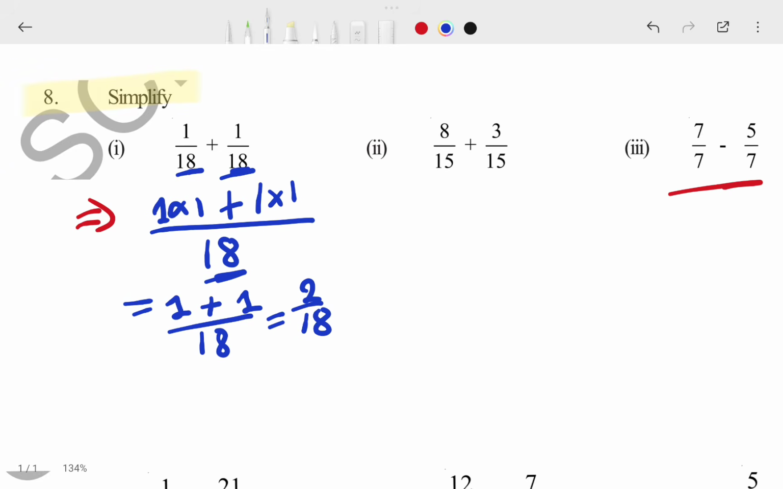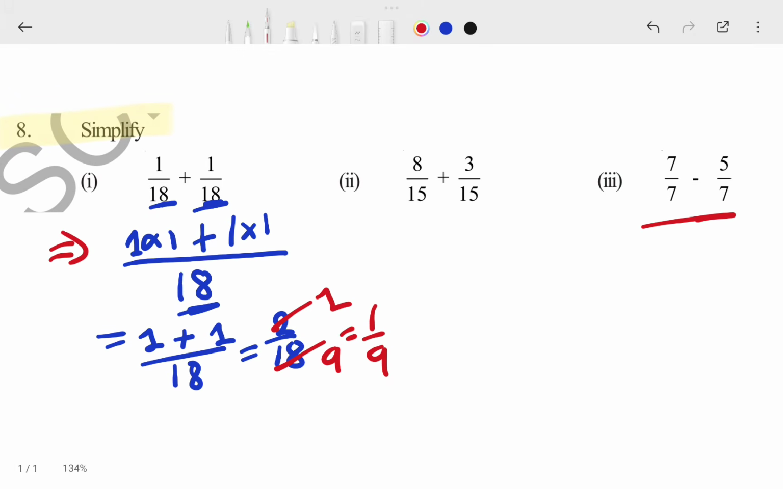Again, what will you do? If you count the table, in the 2 table, 18 is there how many times? 9 times. So your answer is 1 by 9. So you can do it like that also. Okay, otherwise you can simply do another way. I will tell you. Okay, this is clear now.